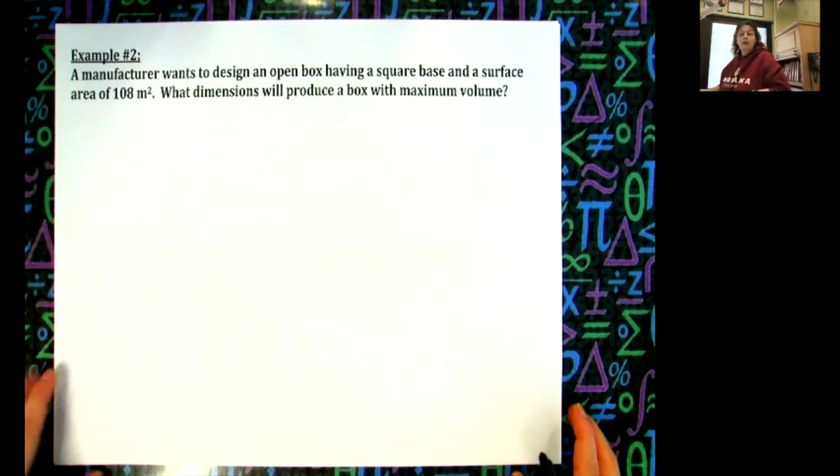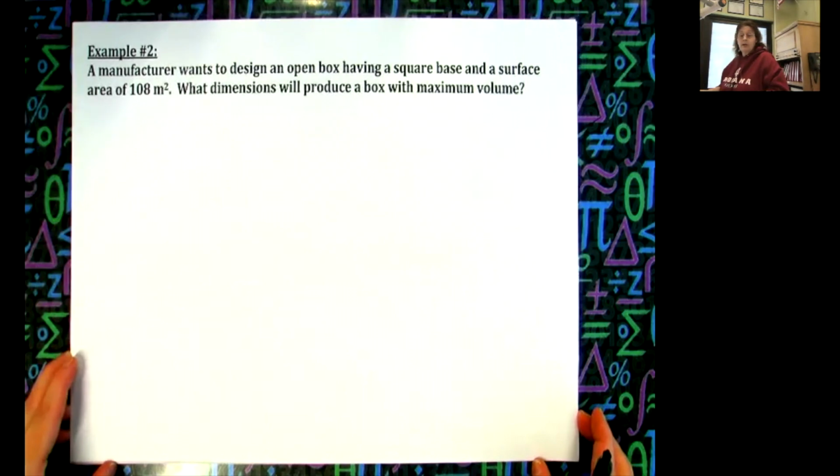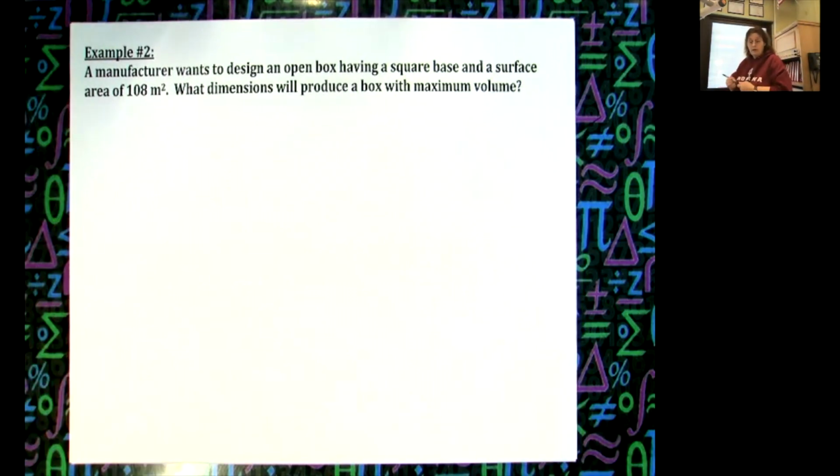Now let's go ahead and look at a second example. Again, I'm going to pause here a little bit, give you time to write that down. I'll go ahead and read it.